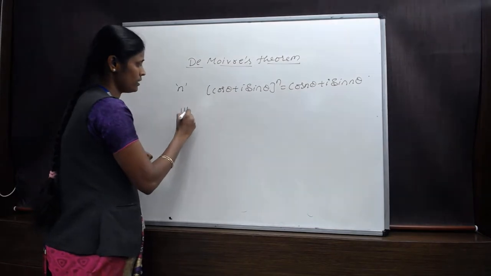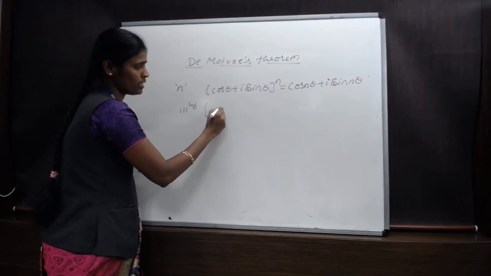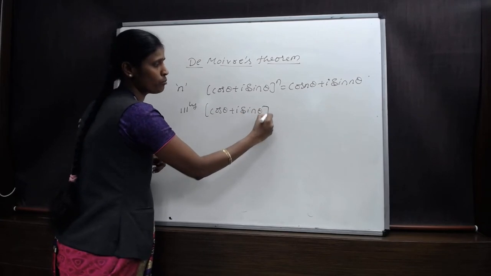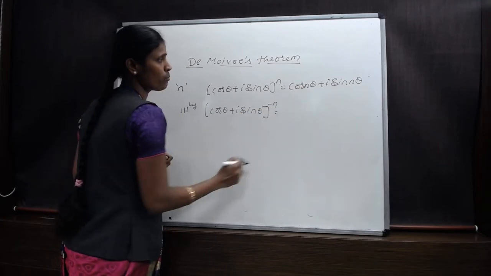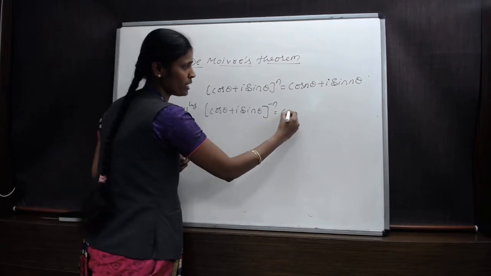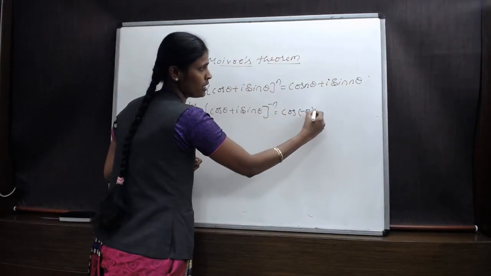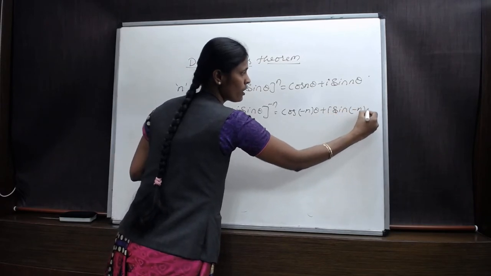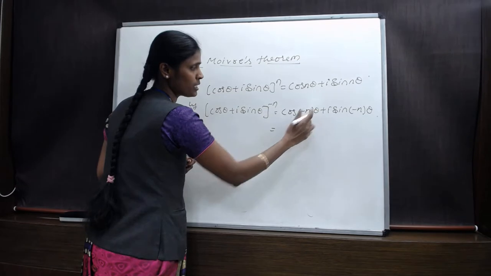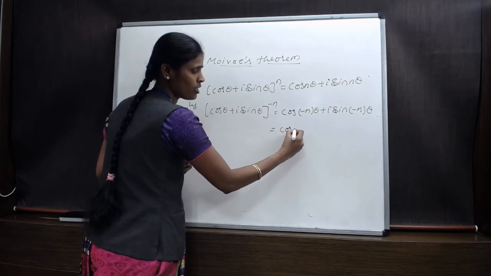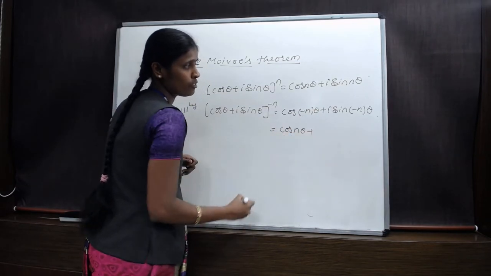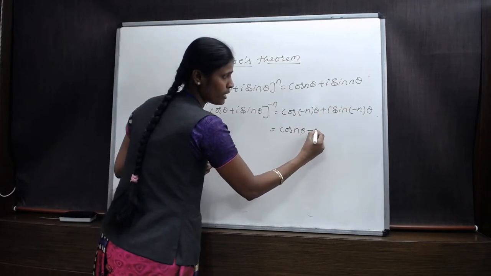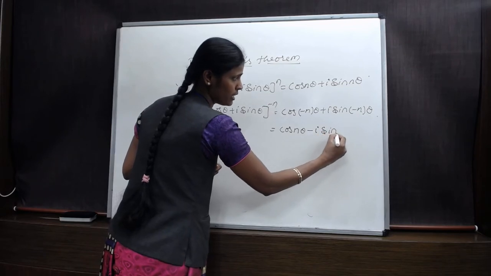Similarly, (cos theta plus i sin theta) to the power of minus n, that is we have to replace n by minus n, so we obtain cos of minus n theta plus i into sin of minus n theta. Therefore we know that cos of minus theta is cos theta itself, that is cos n theta, plus sin of minus theta is minus sin theta, that is plus into minus, minus i into sin n theta.